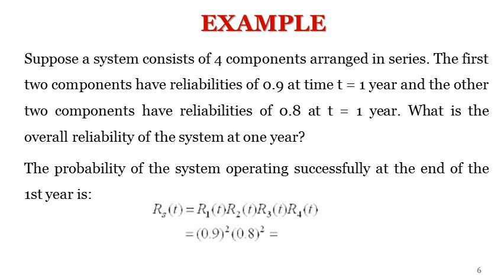Consider a small example. Suppose the system consists of four components. The first two components have a reliability of 0.9 for a period of 1 year. The other two components have a reliability of 0.8 for a period of 1 year. What will be the overall reliability? The system reliability will be the multiplication of all four: 0.9 into 0.9 into 0.8 into 0.8, that is 0.9 squared into 0.8 squared. That will be the system reliability. It is clear.